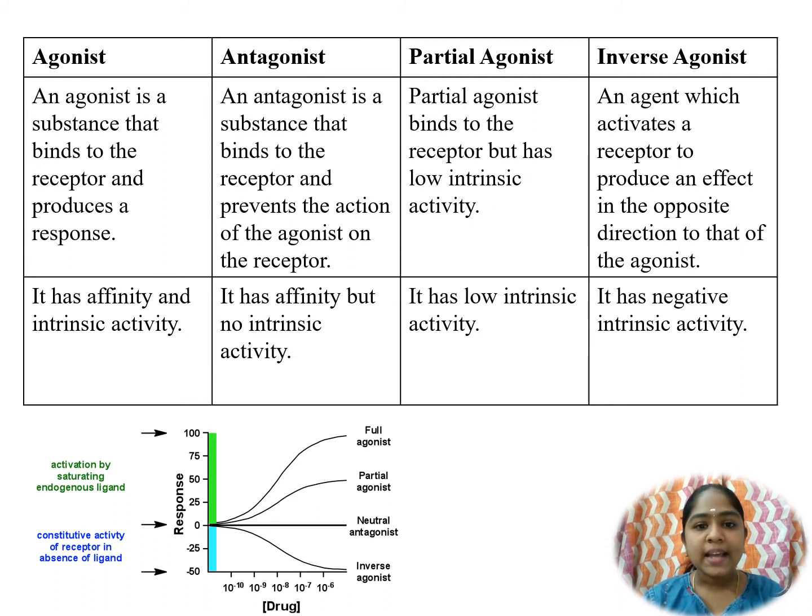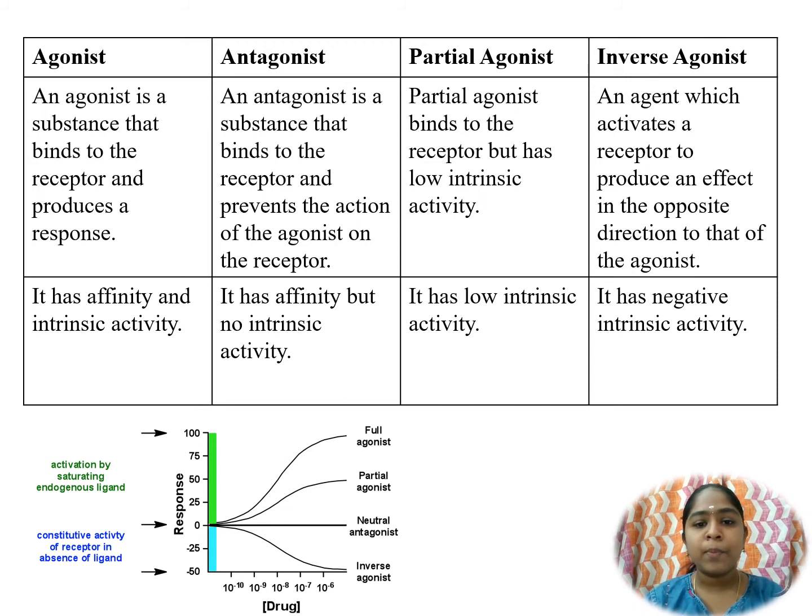Comparing agonist, antagonist, partial agonist and the inverse agonist. An agonist is a substance that binds to the receptor and produces a response, while an antagonist is a substance that binds to the receptor and prevents the action of the agonist on the receptor. Partial and the inverse agonist.